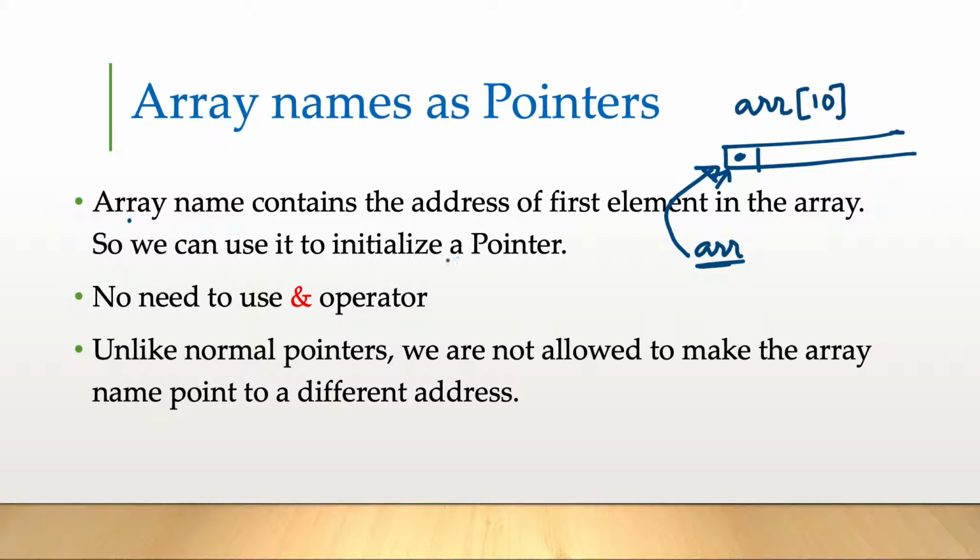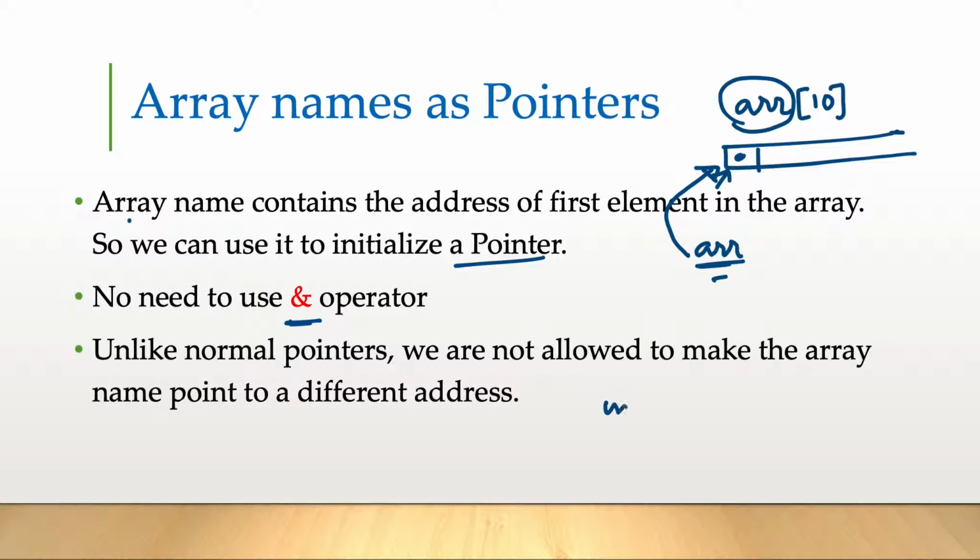So we can use it to initialize a pointer. Since this name contains the address of first element, we can assign it to a normal pointer, and we don't need to use the AND operator, that is the address of operator. But there is a difference. Unlike normal pointers, we are not allowed to modify it.